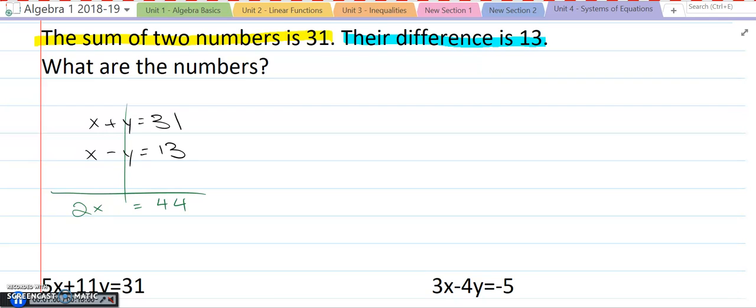The good thing about what you just did is the fact that the y's are just gone. You've literally eliminated one of your variables. And by eliminating one of those variables, you are essentially turning it into a normal old one variable equation. This is really easy to see that x is 22.